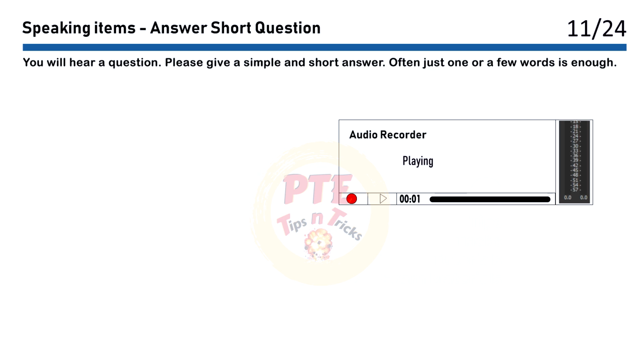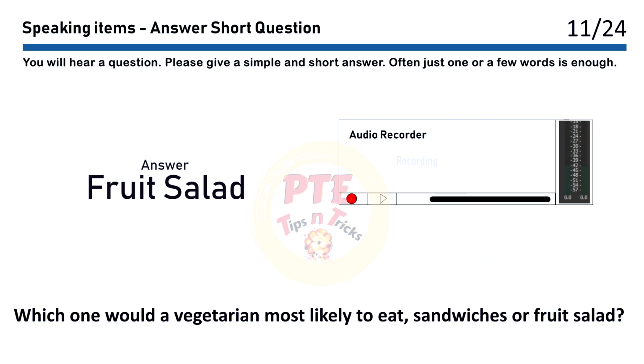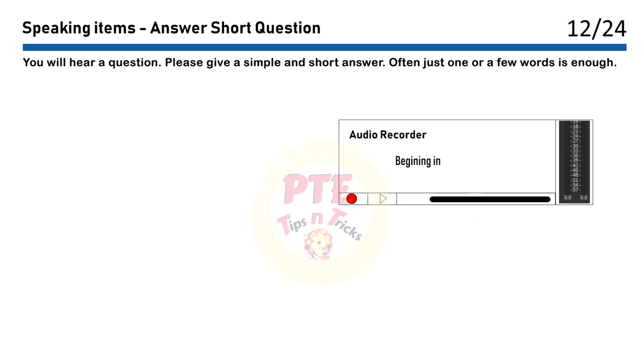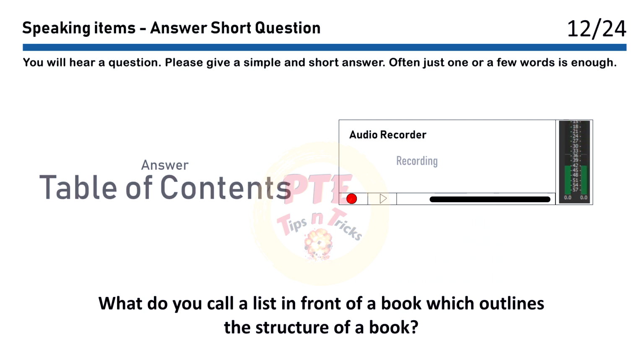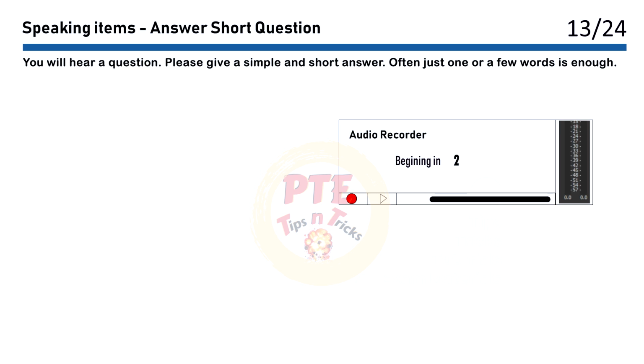Which one would a vegetarian most likely to eat, sandwiches or fruit salad? What do you call a list in front of a book which outlines the structure of a book? Which one would you use to describe the desert, humidity or aridity?